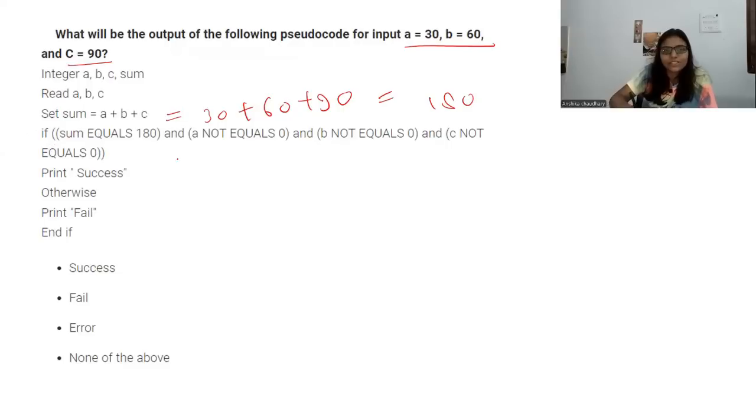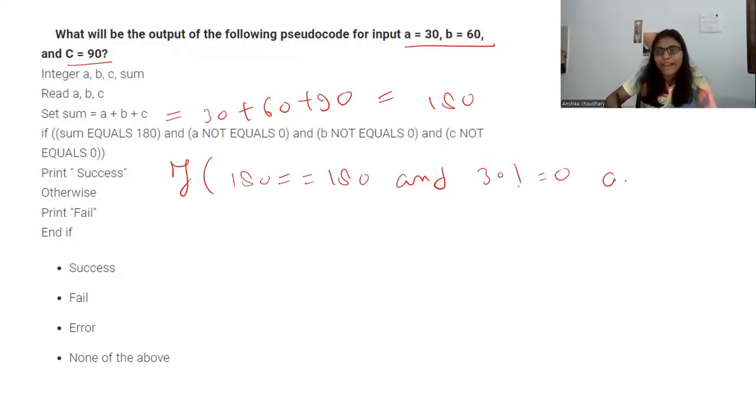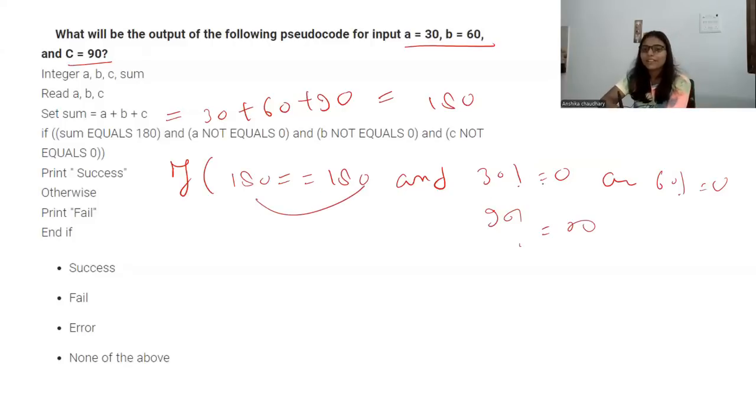Now let's check the condition: if sum equals 180. So 180 equals 180. And we need to check all the conditions. A not equals to 0: A is 30, which is not equal to 0. And B not equals to 0: B is 60, which is not equal to 0. And C not equals to 0. So all the conditions are true, because sum is 180, and 30 is not equal to 0, 60 is not equal to 0, and 90 is not equal to 0. All these conditions are true, so the whole if condition will be true, and we need to print success. So success will be printed overall.